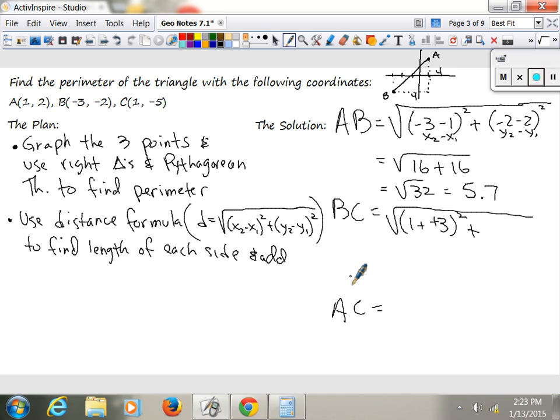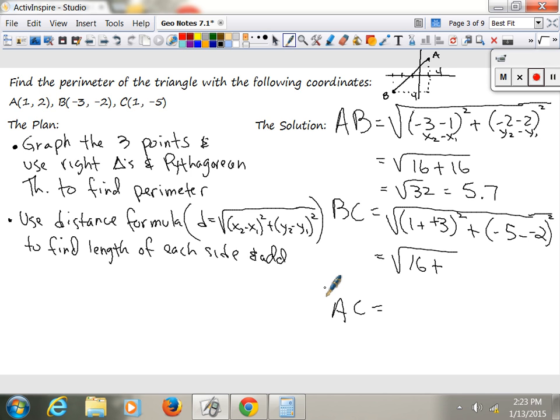Now let's look at the two y numbers. -5 is my y2. -2 is my y1. So -5 minus the -2. Got to be careful because you might get some double negatives. What's 1 plus 3 actually? 4. So 4 squared again is 16.